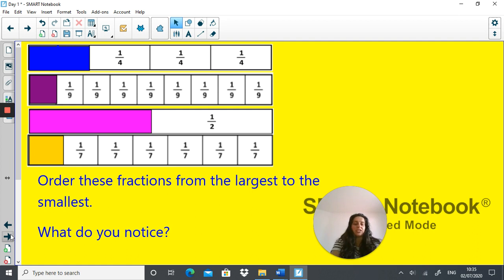Now, can you order these fractions from largest to smallest, the biggest fraction to the smallest fraction. Pause the video and have a go.